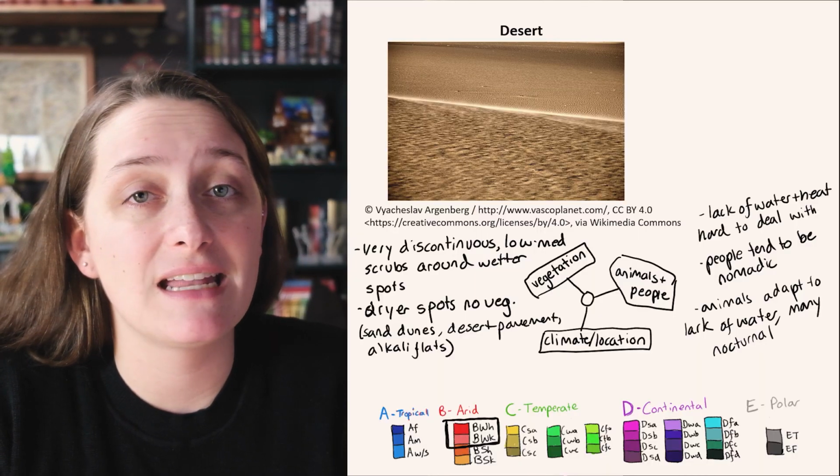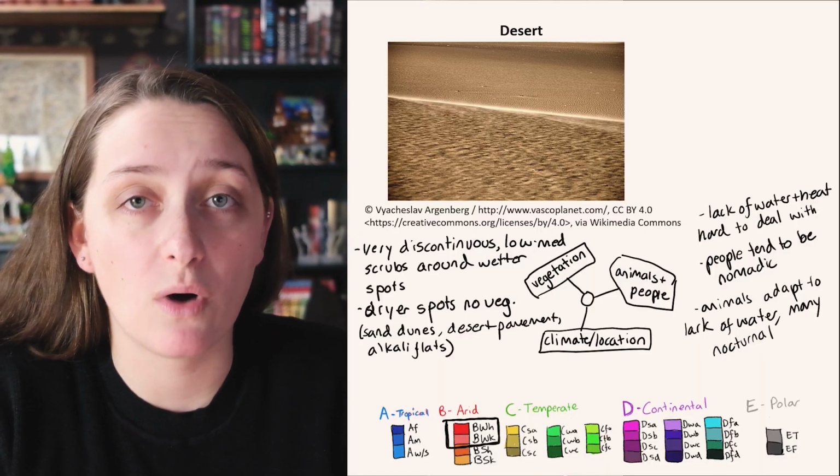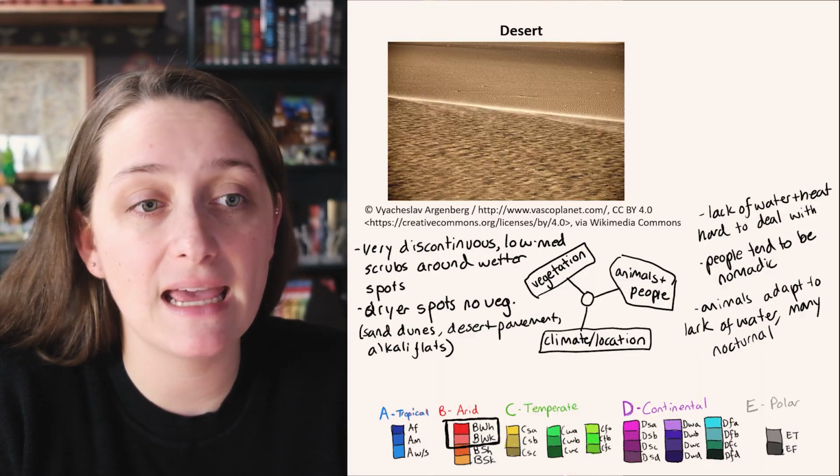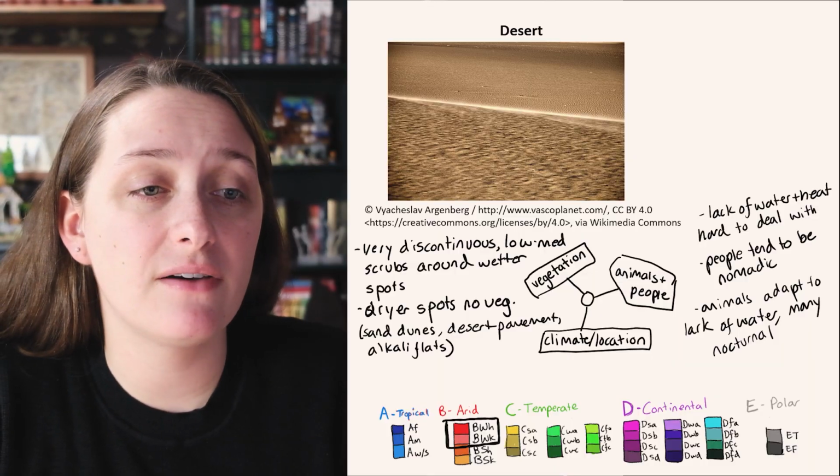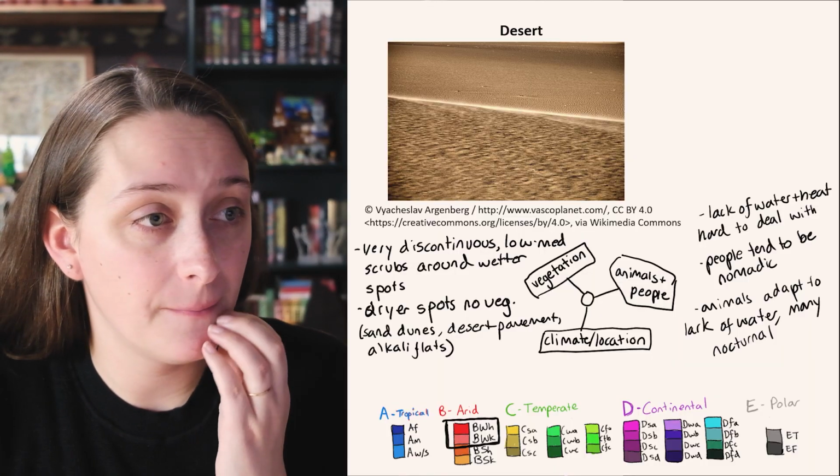Humans that live in deserts tend to be nomadic just because of how little water there is and how far they have to travel to get it, and how spread out the resources are in general. This is mainly found in BWH and BWK.